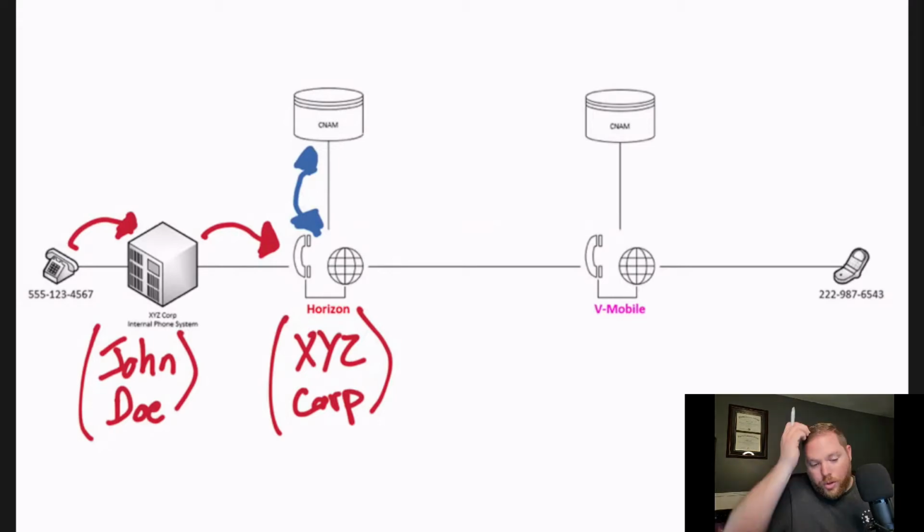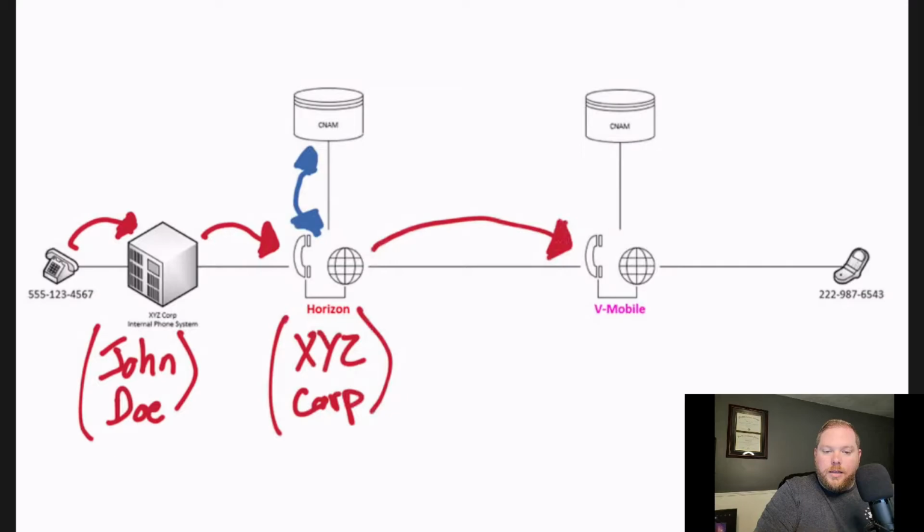But of course, unless Horizon is the receiving phone's carrier, it's going to then have to send this call out to another carrier, in this case, V-Mobile, because that's who 222-987-6543 uses. V-Mobile is going to do kind of the same thing. They're going to do a CNAM dip and say to their database, hey, what's the name for this call? Now, V-Mobile might look at this call and say, you know, it's XYZ Corp, which is what we want, right? We want their CNAM database to show our name. It doesn't always happen that way, though.